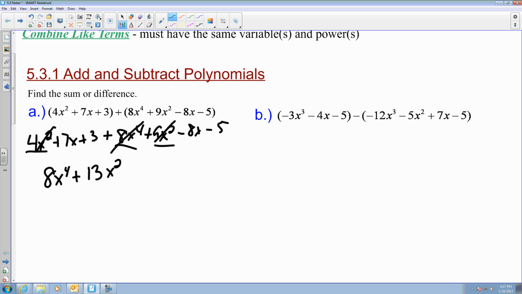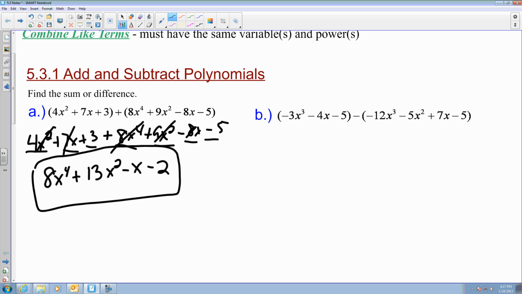Cross those out. Now I have x, so I have x here and I have x here, so I got a plus 7x minus 8x, so that gives me a minus x. Cross those out. Now I have 3 and negative 5, so this leaves me with minus 2. So this is my simplified sum of my polynomial.